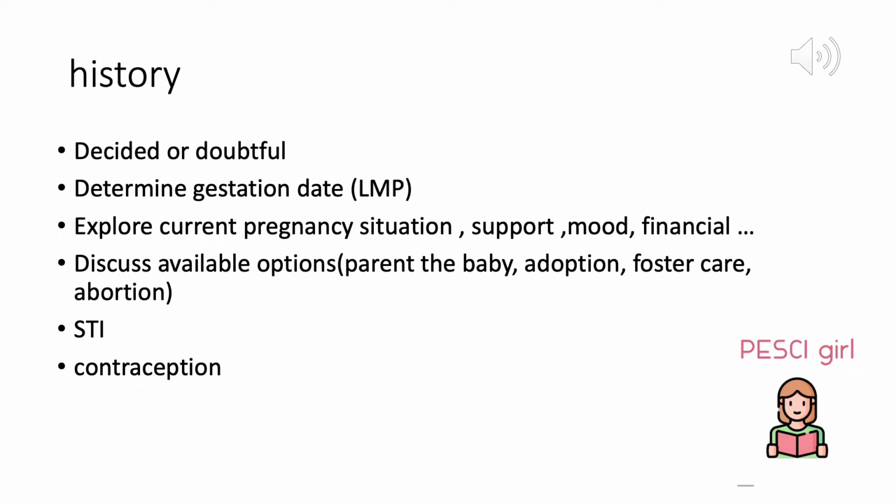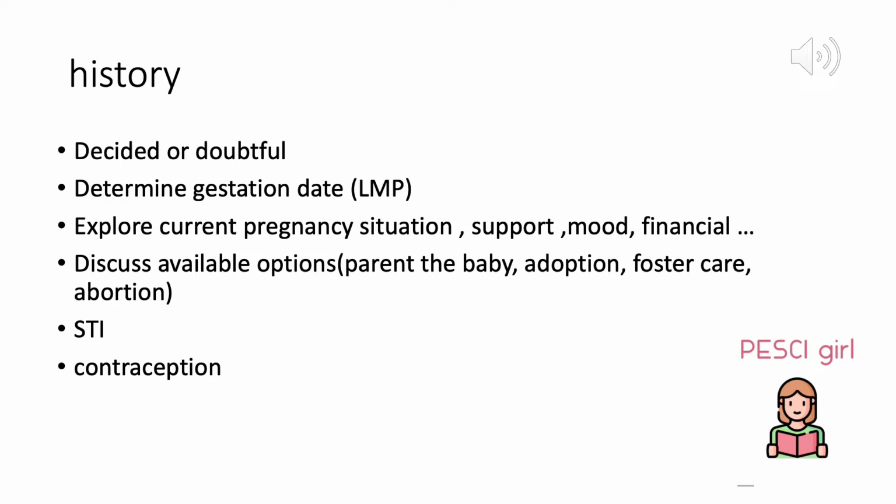In history taking, it's very important to see if the patient is decided or is doubtful. If the patient is doubtful, you can explore more about the causes that she wants to terminate, like if there's any problem in the partnership, if the partner is abusive or not, if there's any financial problem, and make sure to explore the patient's mood and look for depressive or anxiety symptoms. If the patient is doubtful, there are a lot of online resources that you can offer the patient, and also make sure that you offer non-directive counseling.